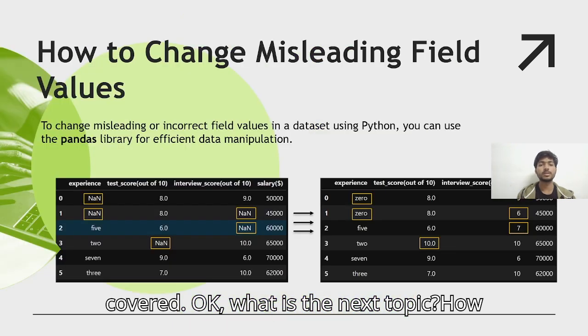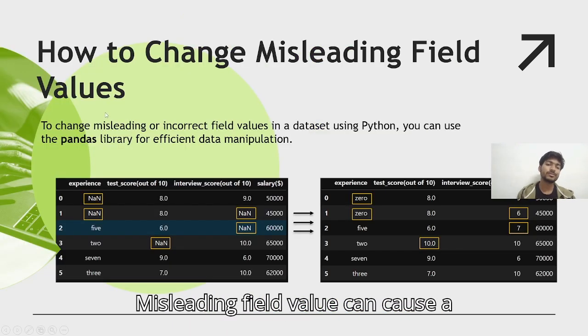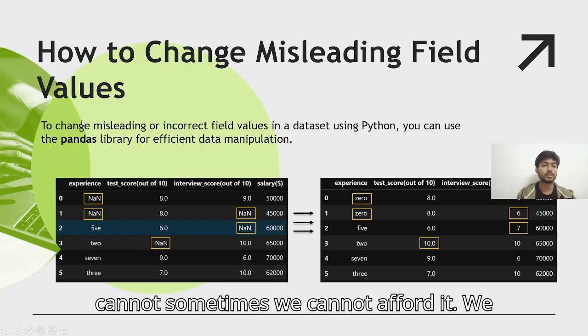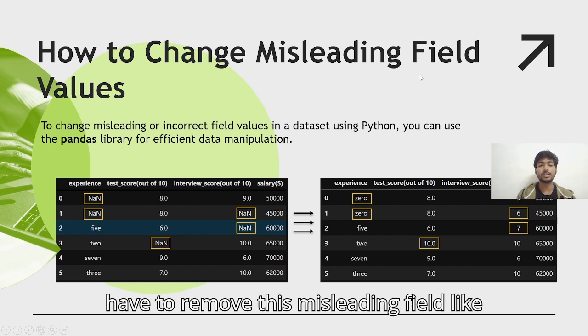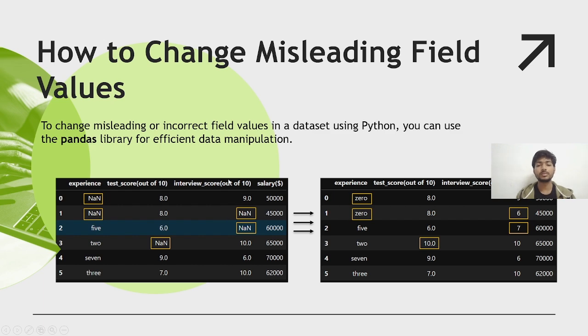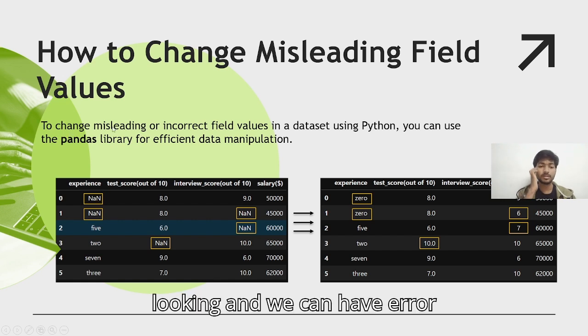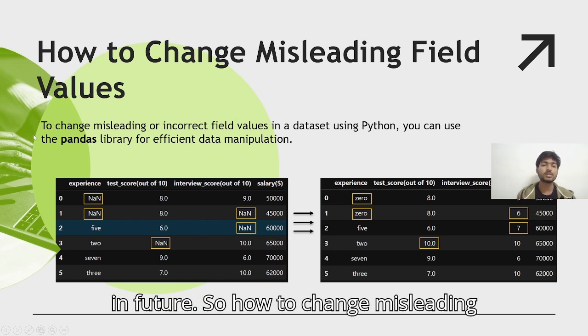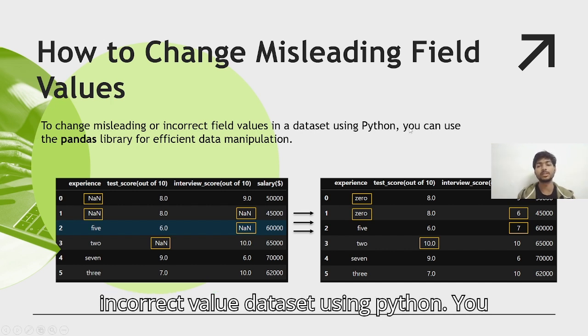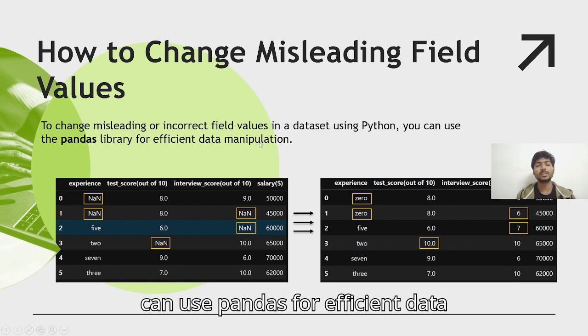What is the next topic? How to change a misleading field value. A misleading field value can cause a wrong interpretation of the data, and sometimes we cannot afford that. So we have to remove these misleading fields, like NaN values. This can also make our data very ugly and we can have errors in future. To change a misleading or incorrect field value in a dataset using Python, you can use the pandas library for efficient data manipulation.